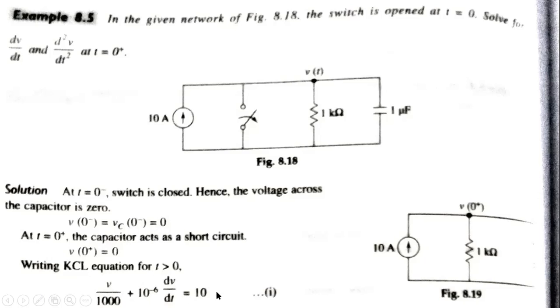So I is nothing but the 10 ampere I have written here. V by R, so V will be as it is, and R is nothing but 1000, plus C into dV by dt. How can we write the equation of the capacitor with respect to the voltage? That is C into dV by dt.